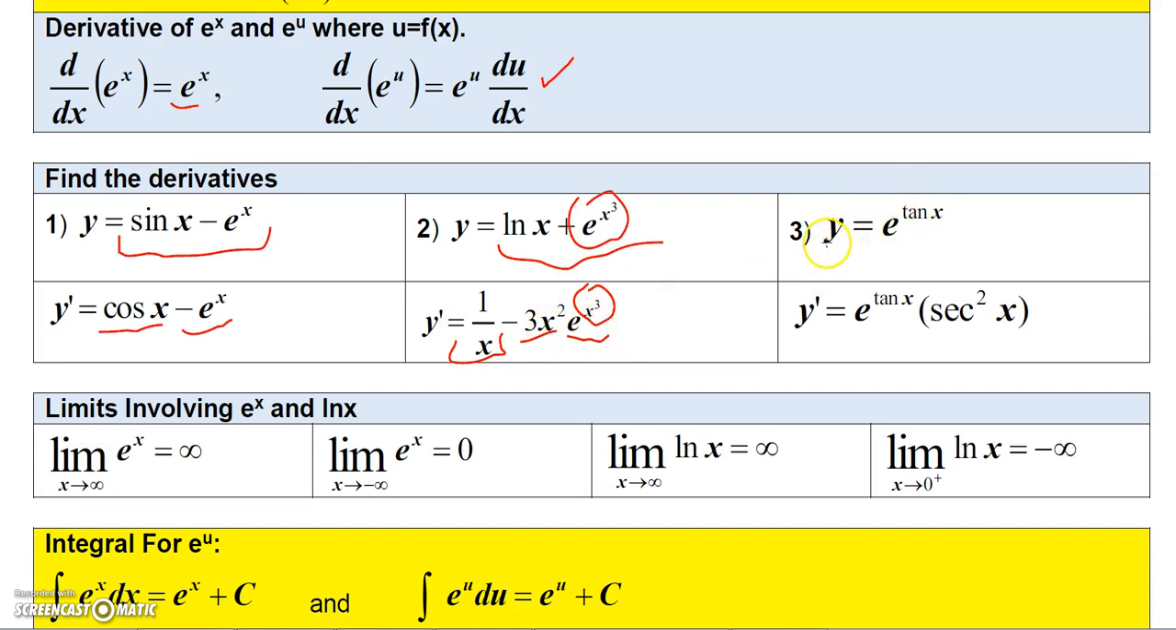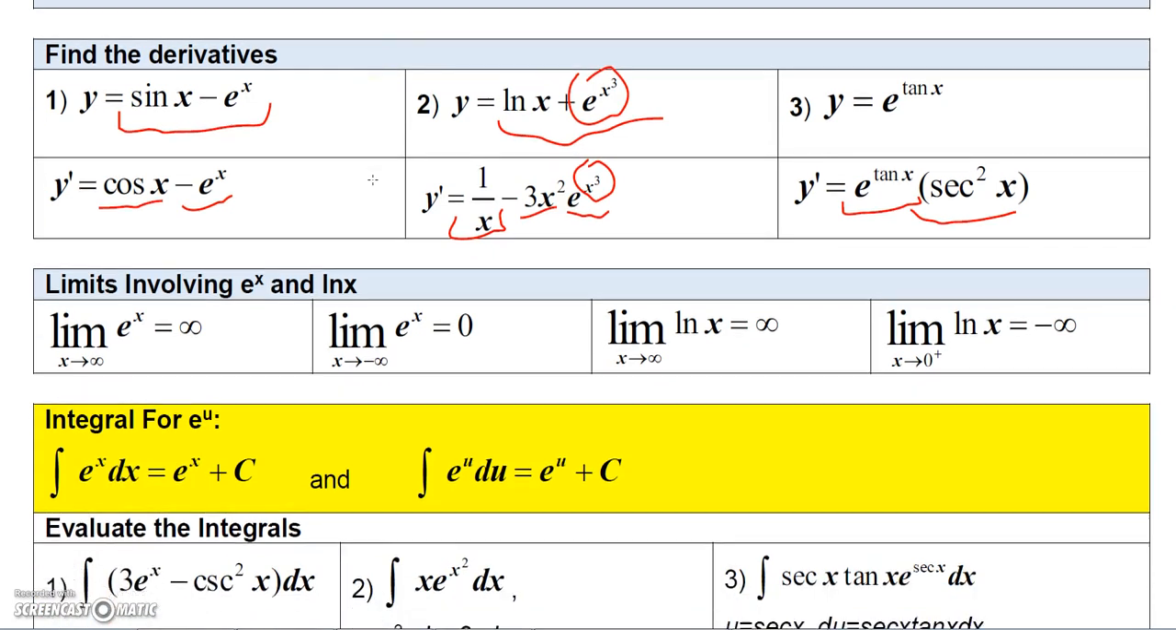And then one more here, I have y equals e to the tangent x. Well, the derivative of e to the u, again, is e to the u times u prime. So the derivative of e to the tangent x would be e to the tangent x, times the derivative of tangent x, which we know is secant squared x.